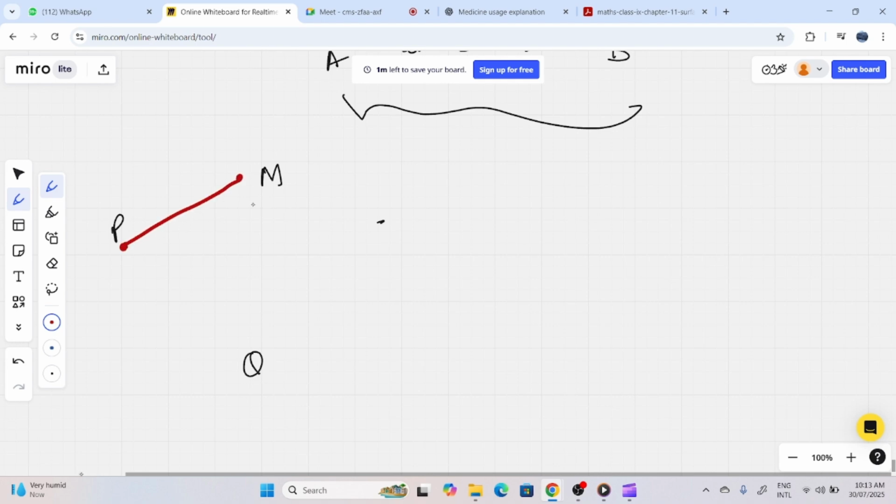In that case, the distance between them is equal. Ma'am, I don't get the distance between it. PM and MQ are equal. What? I can't hear you. I don't get it.